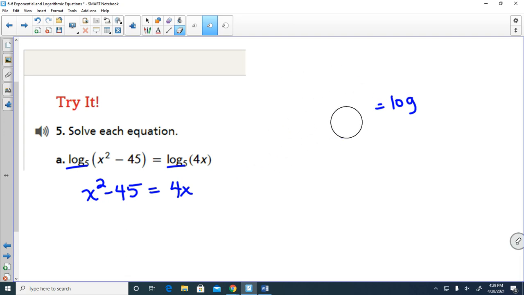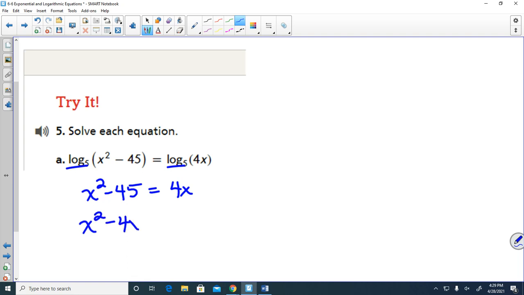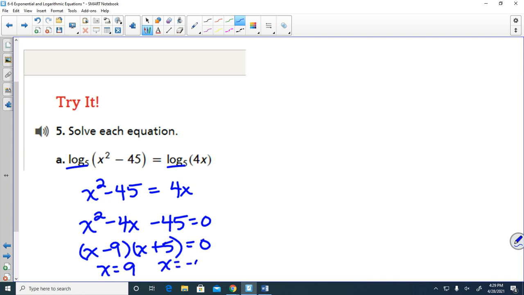But anyway, I see that in the blue I have a quadratic equation, so I'm going to try to factor it. Set it equal to 0 first. X squared minus 4x minus 45 equals 0. Factor. I get an x and an x. Minus 9 plus 5. So I get that x equals positive 9 and x equals negative 5. And it looks like I have two answers.